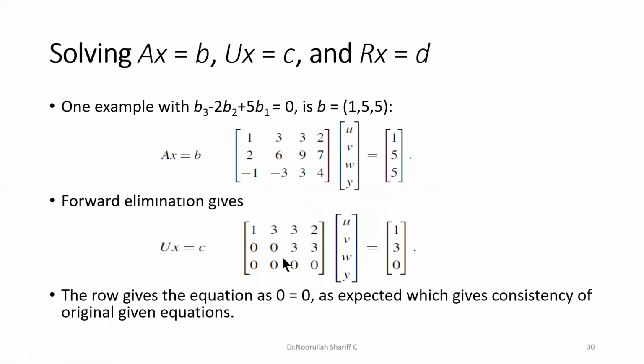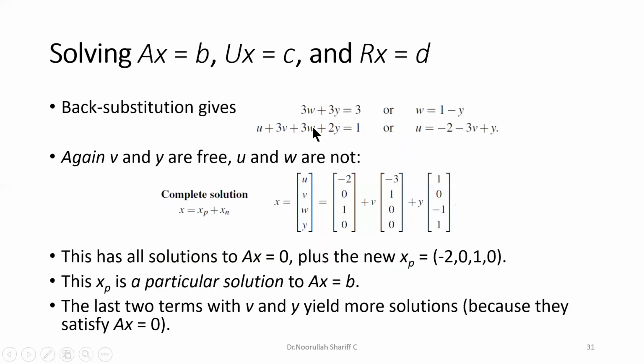Similarly, we will have here the first equation, that is 1 into u plus 3 into v plus 3 into w plus 2 into y is equal to this value 1. And that is what is mentioned over here: u plus 3v plus 3w plus 2y is equal to 1. If you substitute w equal to 1 minus y over here, and take this onto the right hand side, then we will get u is equal to minus 2 minus 3v plus y.